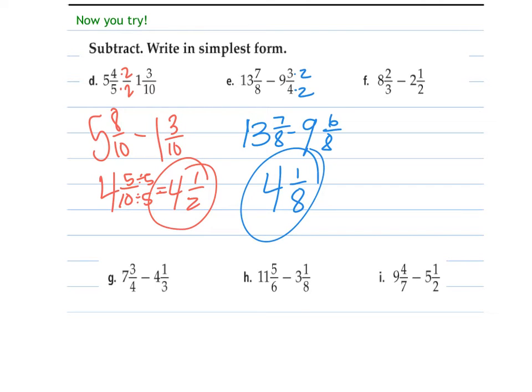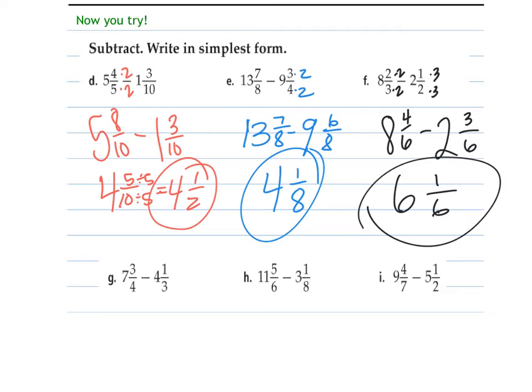8 and 2/3 minus 2 and 1/2, common denominator of 6, so I multiply this side by 2, which would be 8 and 4/6. Multiply this side by 3, minus 2 and 3/6. 8 minus 2 is 6. 4/6 minus 3/6 is 1/6. Again, we subtract the numerators. 4 minus 3 is 1. Keep the denominator of 6. And that's in simplest form.